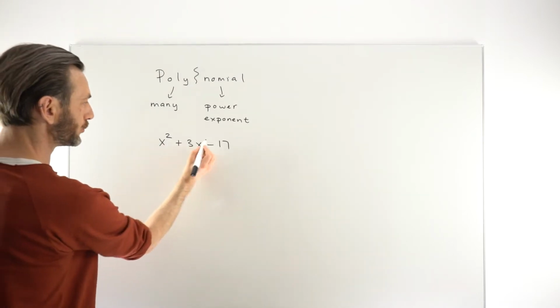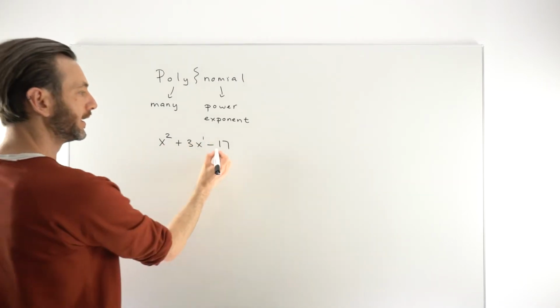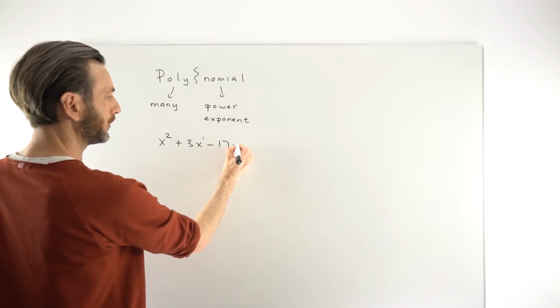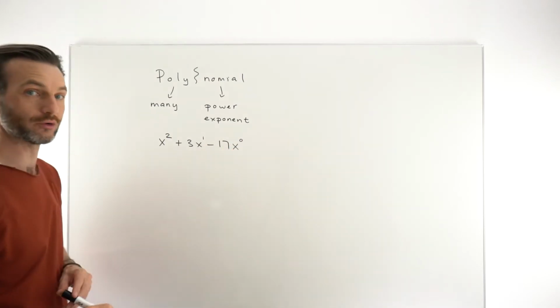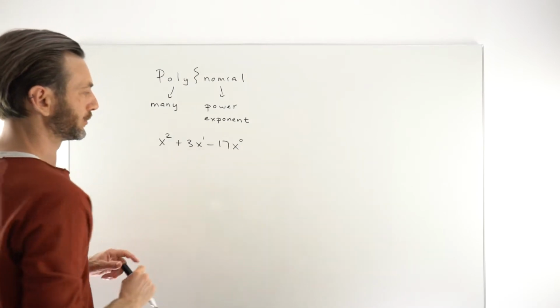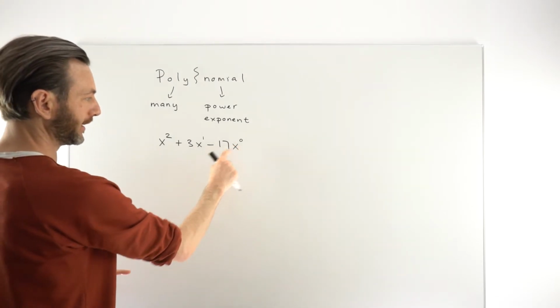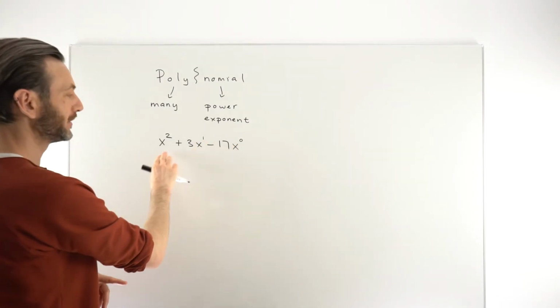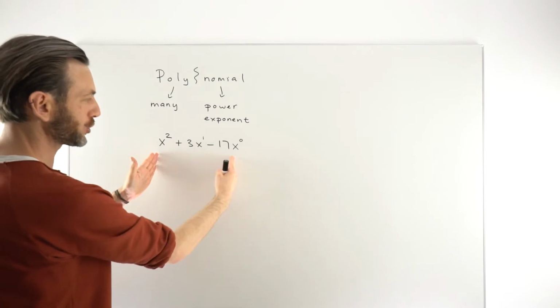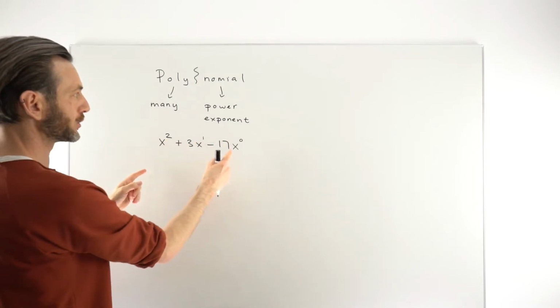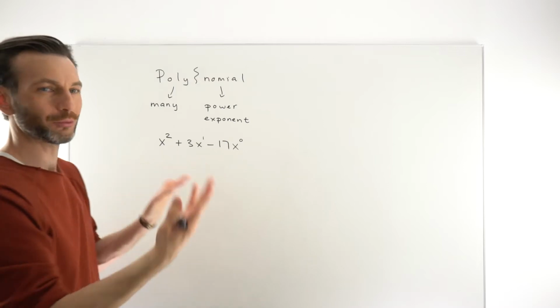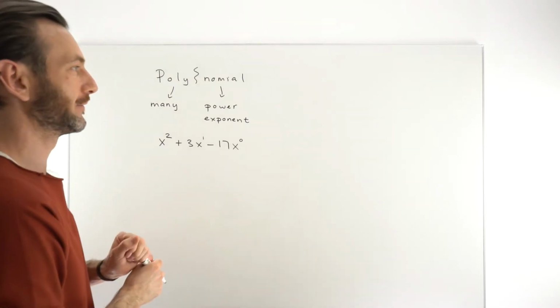So that's a power of 2, that's a power of 1, that's a constant term, but you could also think of it as being an x to the power of 0, because anything to the power of 0 is 1. Normally we don't write that in, but that's an example of an expression which has got different powers, so many powers, multiple powers, so it's a polynomial by definition.